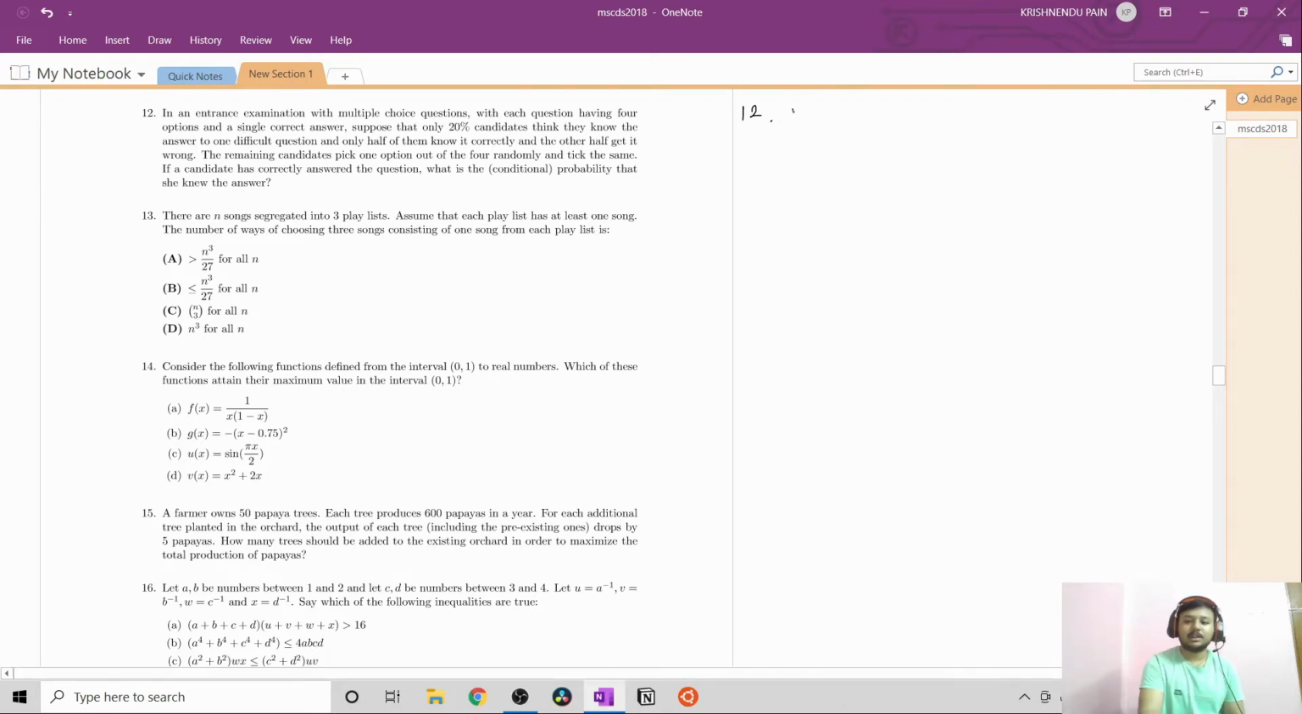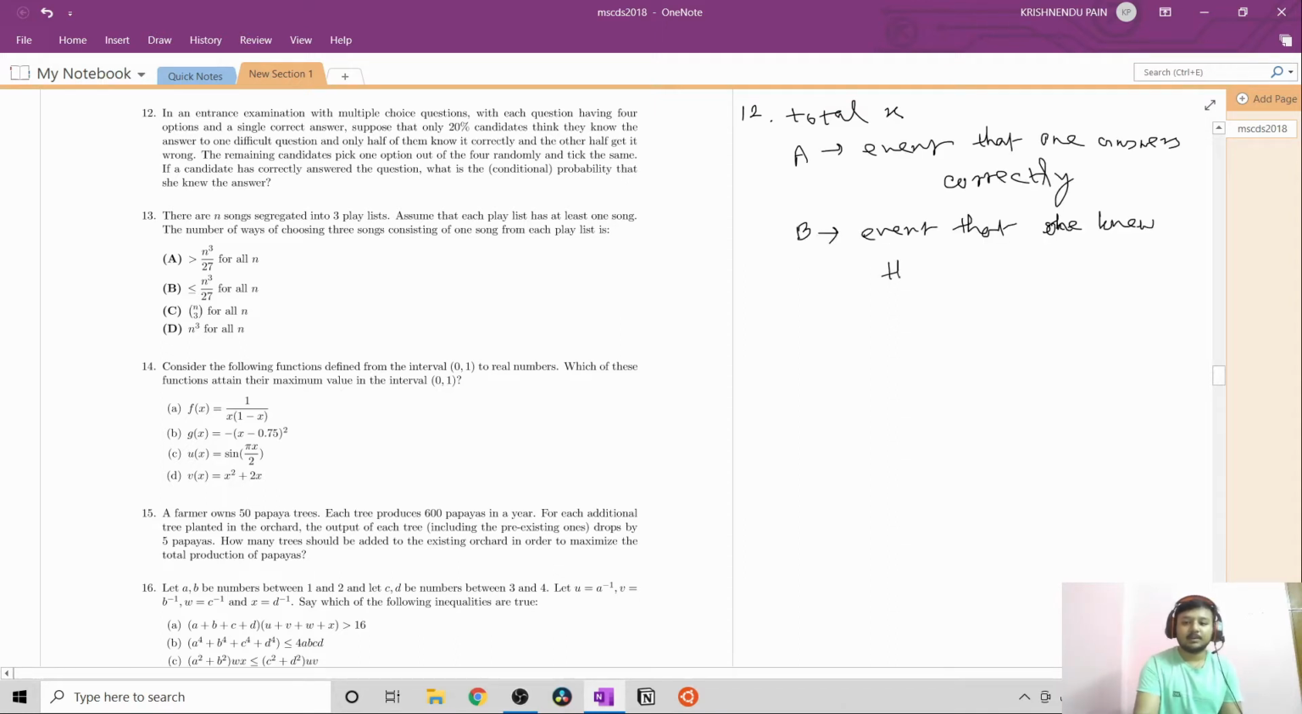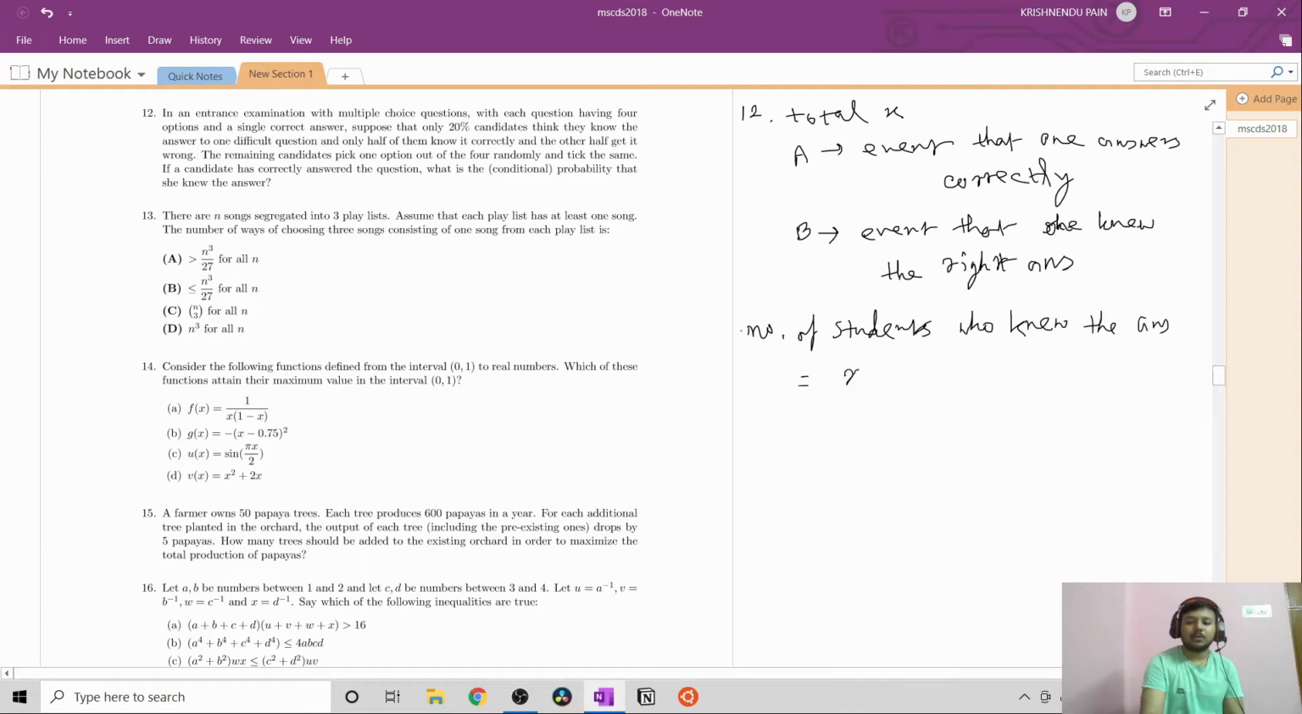So suppose total number of students are x. Suppose A is the event that one answers correctly and B is the event that one knew the right answer. So here given that 20% candidates think they know the answer and only half of them know it correctly. Number of students who knew the answer, that is of total students only 20%, and among them half of them knew it correctly. So this is x by 10. Then 80% students did not know the answer. So number of students who did not know the answer was 4x by 5.